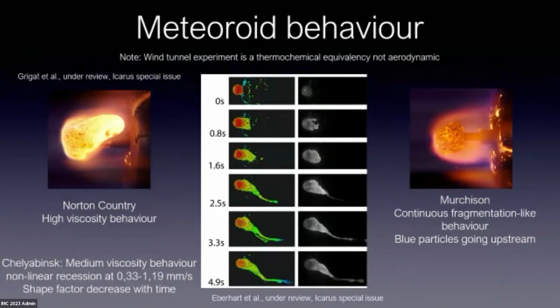Okay, so if we draw a general picture of the behavior, we have two extremes: high viscosity, and the other one is continuous fragmentation. There were also 3D cameras able to reproduce the 3D view of the sample as it disintegrates in the plasma. By doing so, we could also compute the recession line, and we realized it is not linear. We somewhat expected it because the mass of the whole sample is shrinking faster and faster.